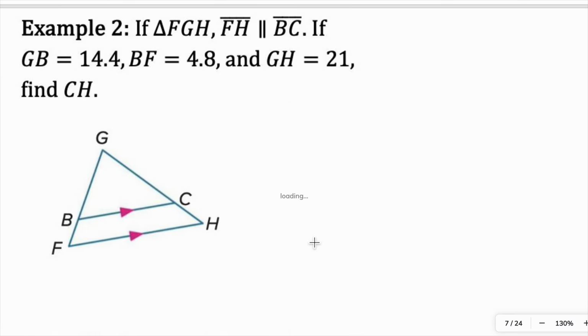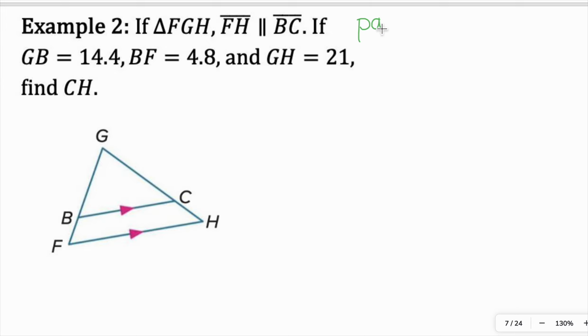Let's see if you can try example 2 on your own. If you want to pause the video here, go ahead and try it. And when you're ready to check it, go ahead and click play. So this one starts off the same way. It says FH is parallel to BC in triangle FGH. GB is 14.4. BF is 4.8. And then GH is 21.